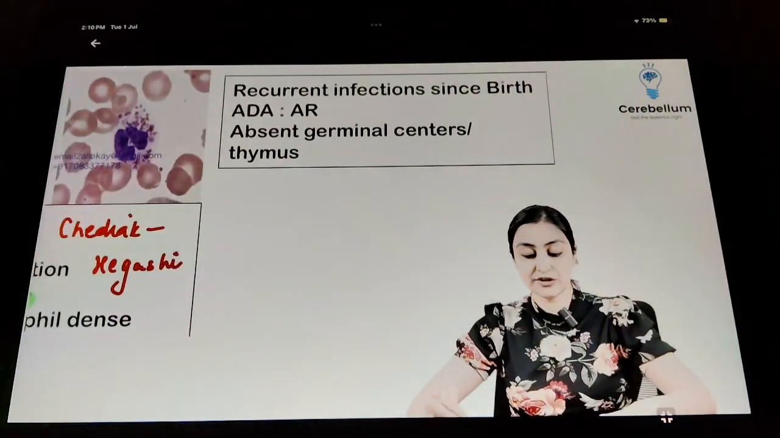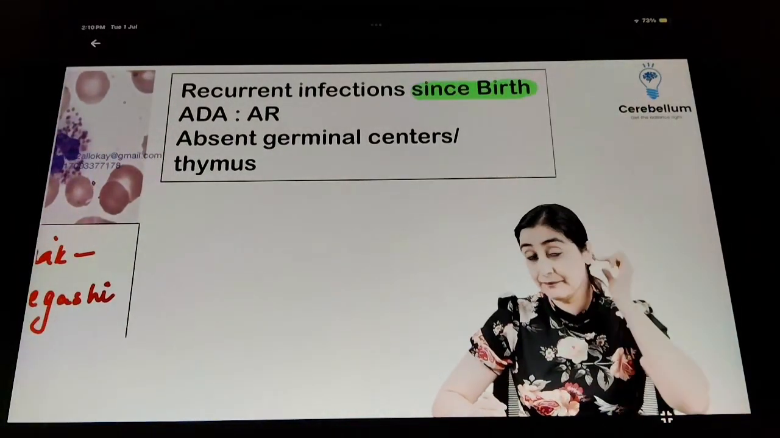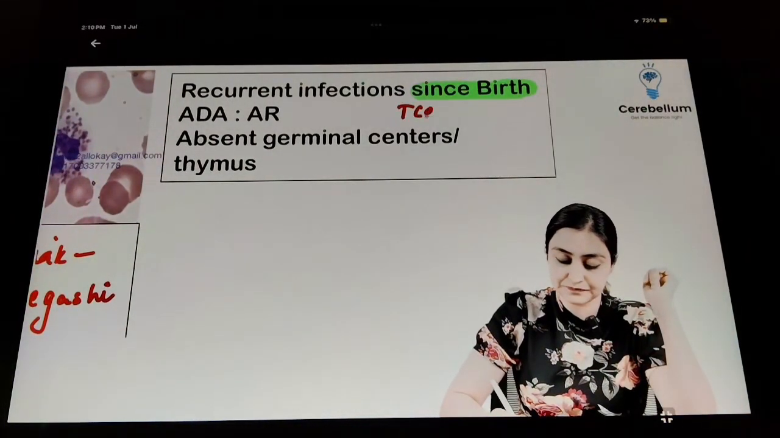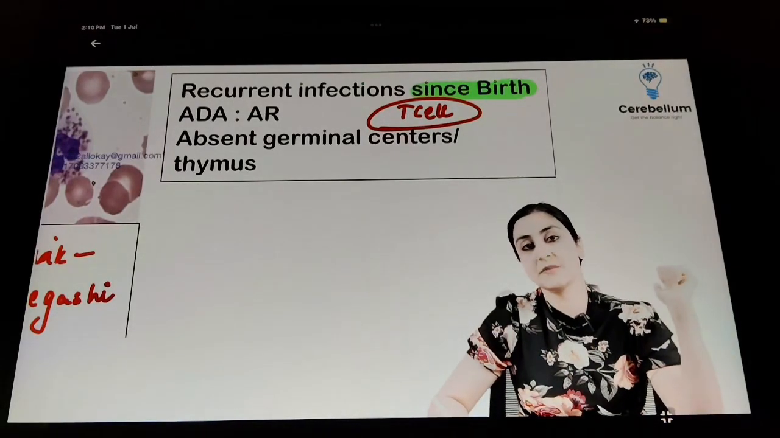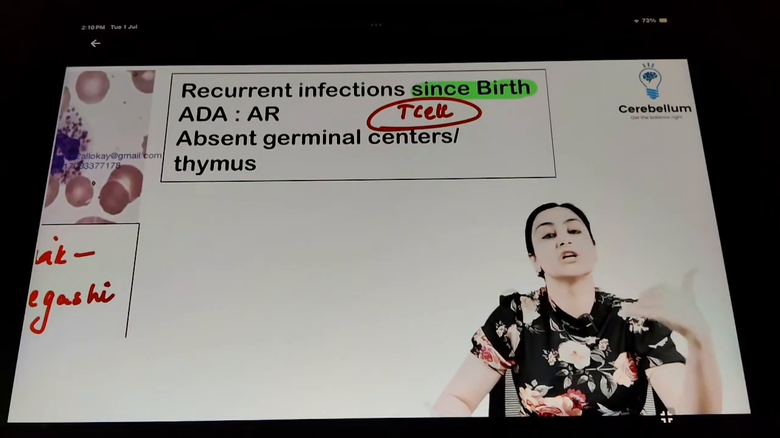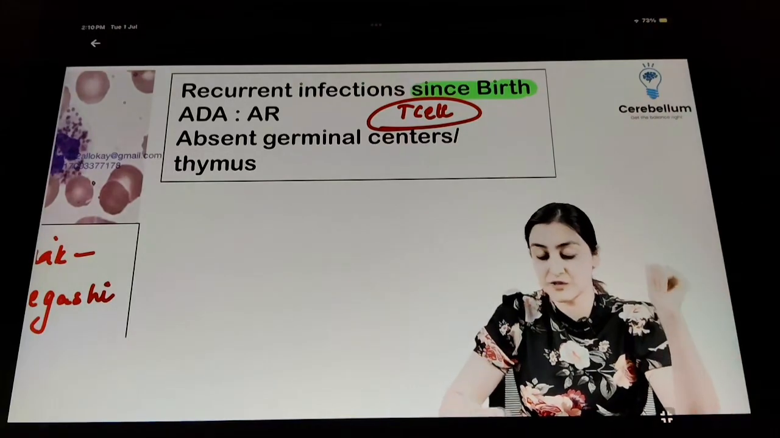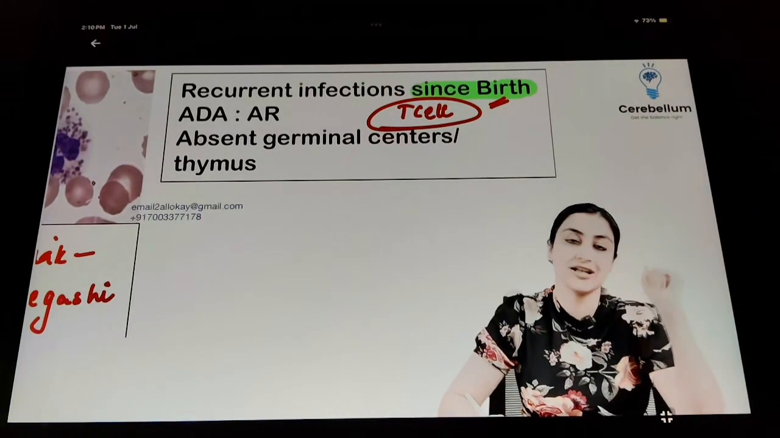Now we come to the most severe infections. Whenever they give you infections since birth, it means it is a T cell defect, because it happens since birth. If they give you after 6 months, it's a B cell defect, because immunoglobulins can be maternally transmitted, hence B cell defects present after 6 months. Since birth written means it is T cell. So that's how you know.